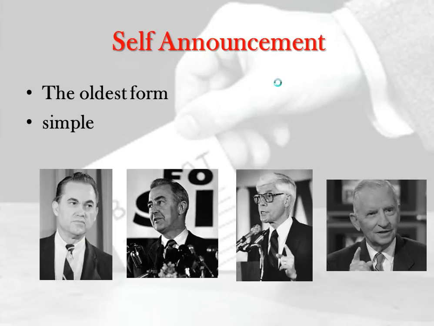Self-announcement is the oldest form of the nominating process in American politics. First used in colonial times, it is often found at the small town and rural levels in many parts of the country. The method is quite simple. A person who wants to run for office simply announces that fact.